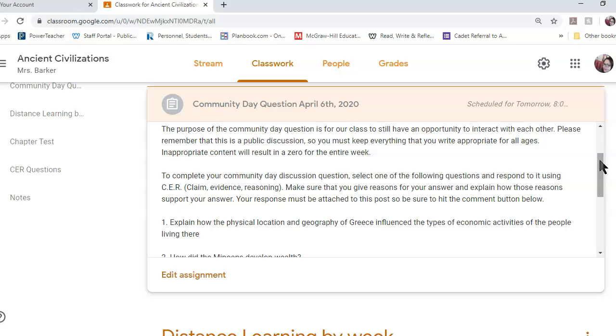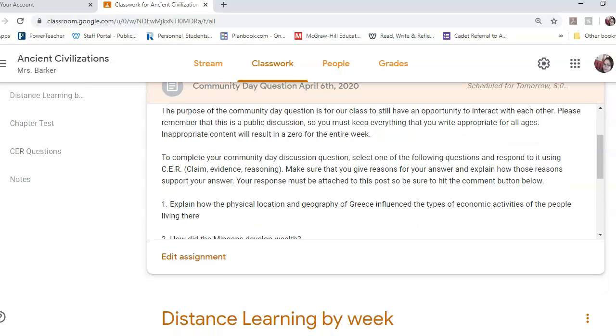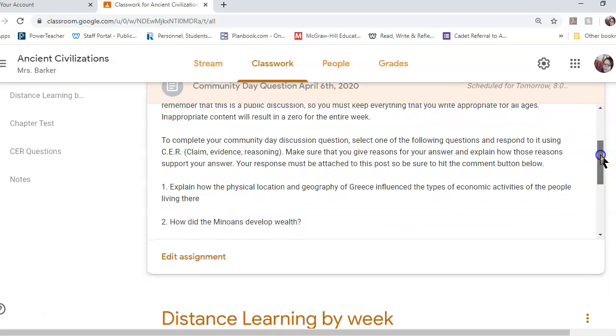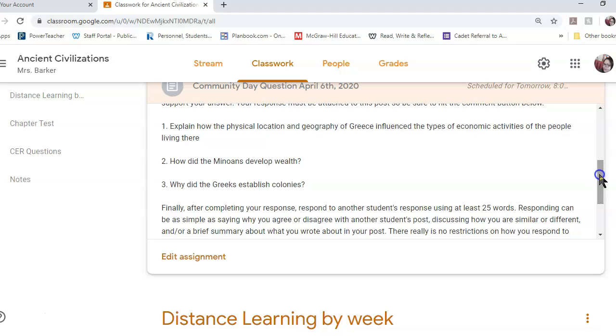So there's a choice of 3 questions. You need to pick one. You only need to answer one question. The first option is: explain how the physical location and geography of Greece influence the types of economic activities of the people living there. Number 2, how did the Minoans develop wealth? Number 3, why did the Greeks establish colonies?